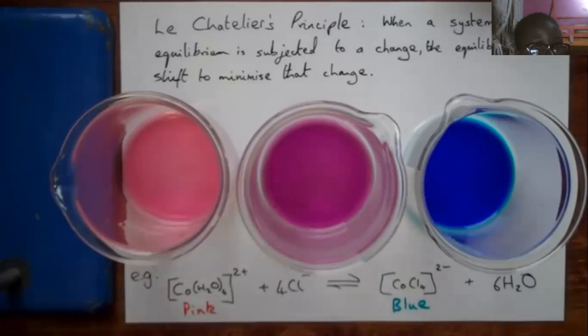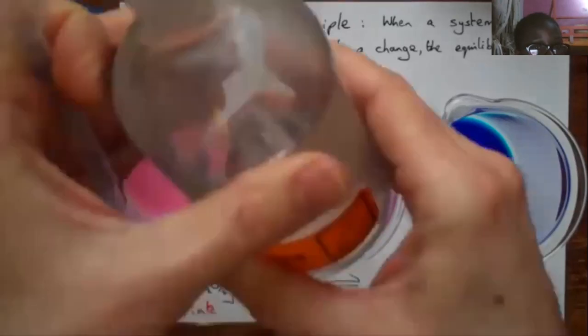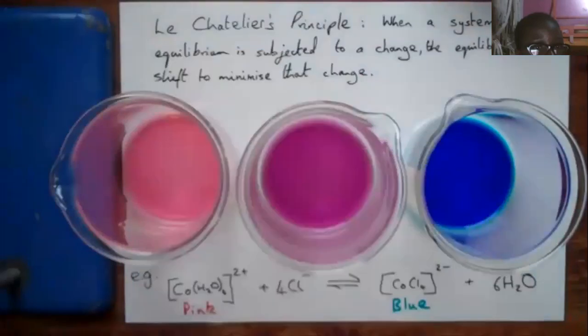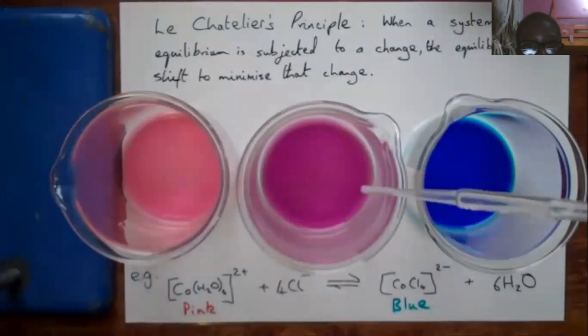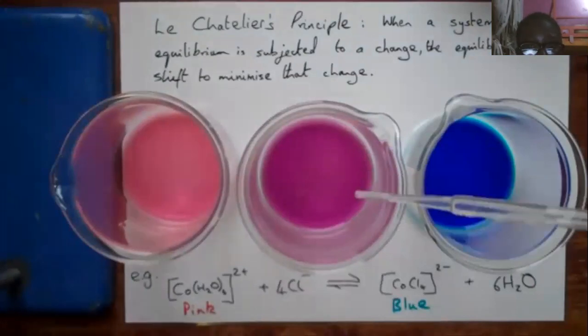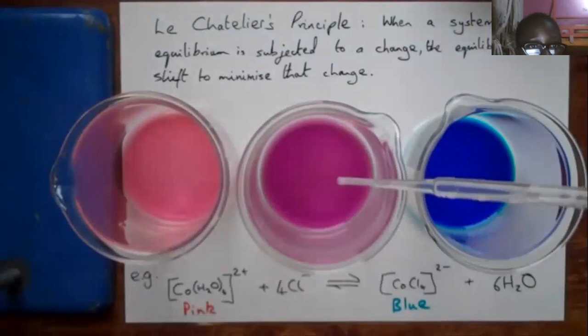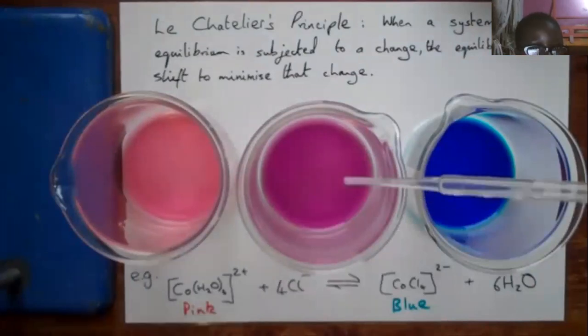Now, let me illustrate Le Chatelier's principle. I've got some hydrochloric acid, and I'm going to put a few drops of that into my beaker in the middle that's at equilibrium. Hydrochloric acid, being an acid, has H+ ions, and being hydrochloric acid has chloride ions as well. And this being concentrated hydrochloric acid, we're adding a large number of chloride ions. And watch what happens.